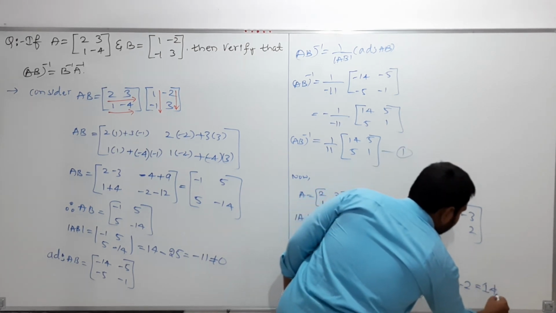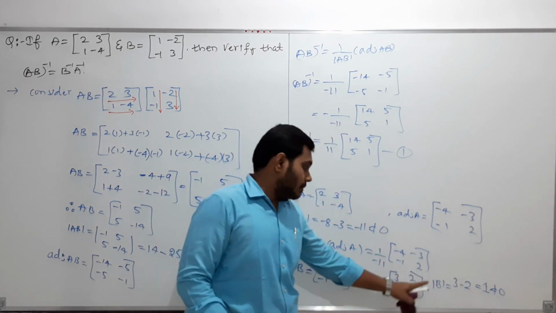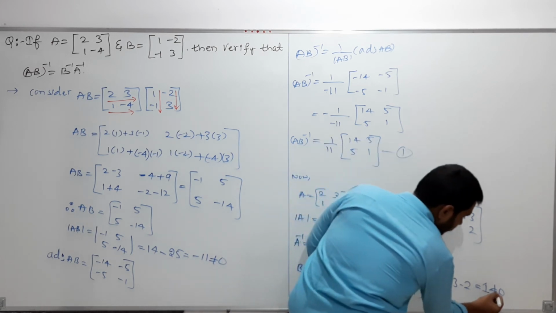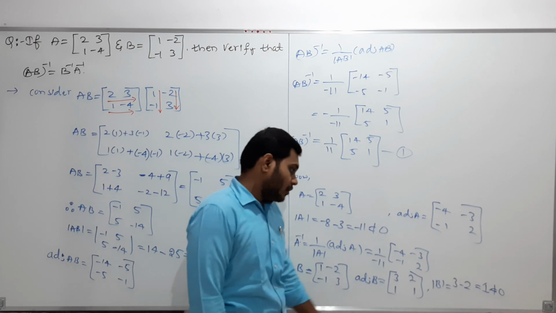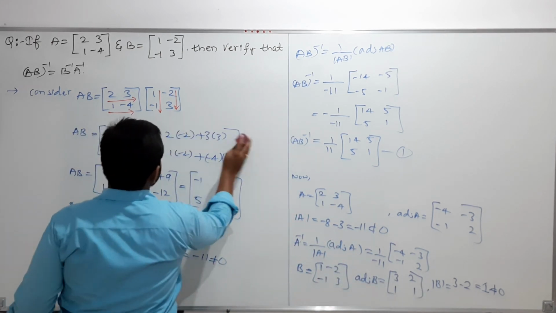And this is also not equal to 0. It means B inverse also exists, because determinant of B is not equal to 0. Determinant of B not equal to 0 means what it indicates? B is non-singular. Next we will calculate B inverse. So I will erase this one.